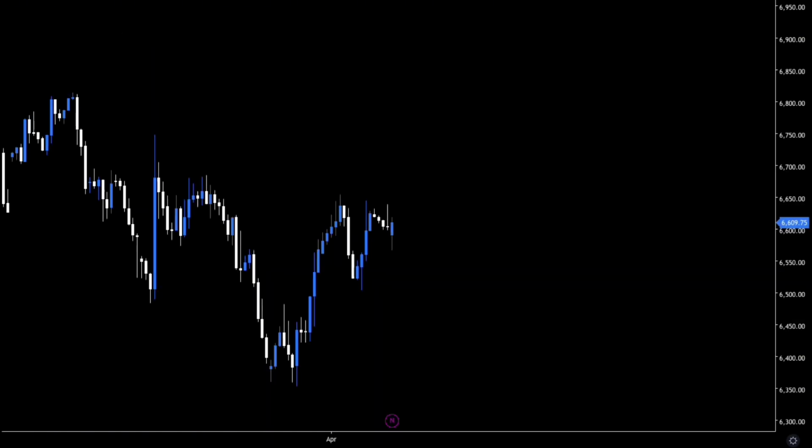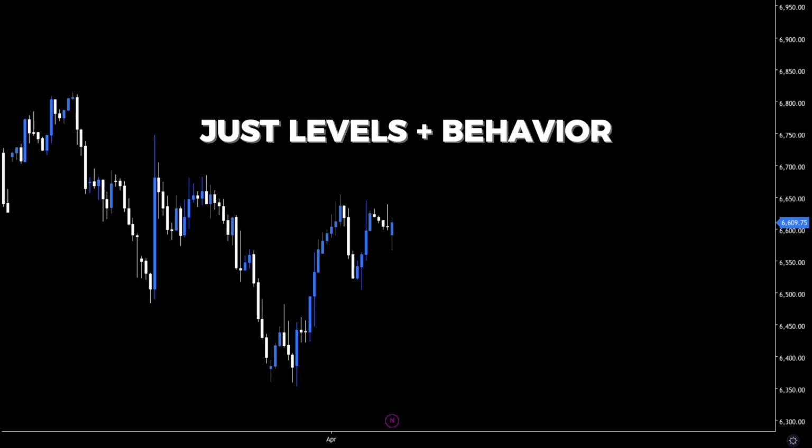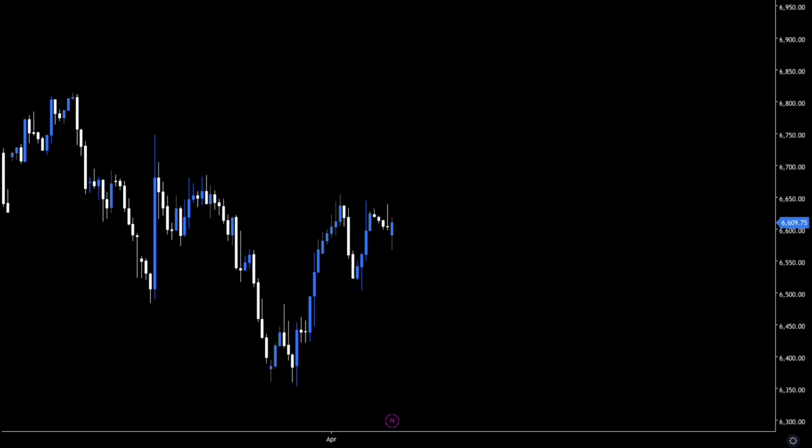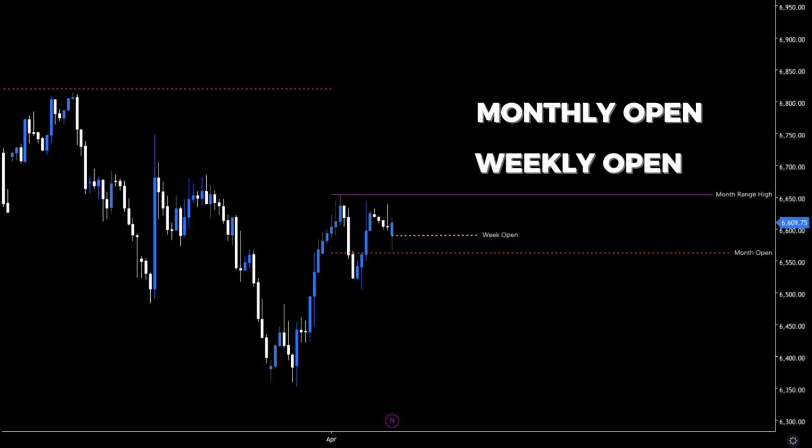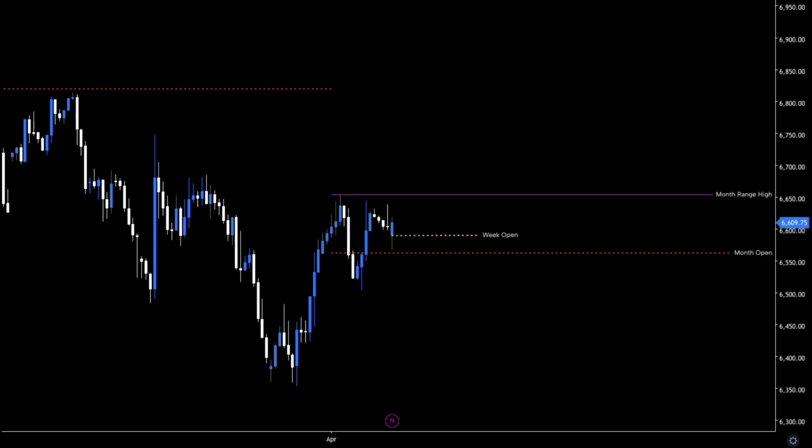I trade ES and NQ, but this applies to any market that respects structure. I'm not using indicators. No signals. Just a few key levels. Monthly open, weekly open, and how price behaves around them. And pay attention because later in this example, there's a moment where everything looks like continuation, but it's actually where most traders get it wrong.